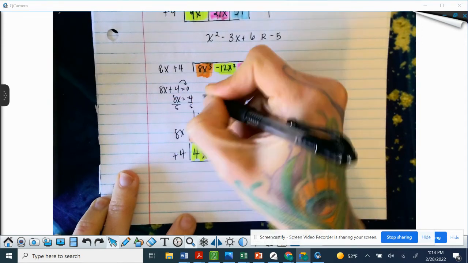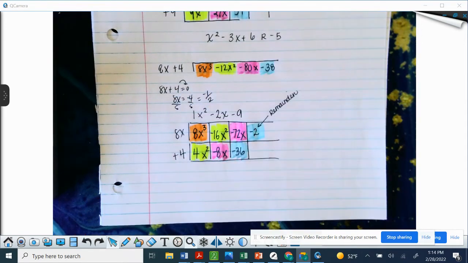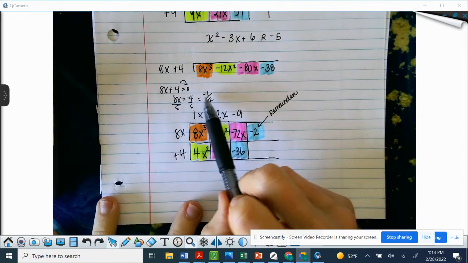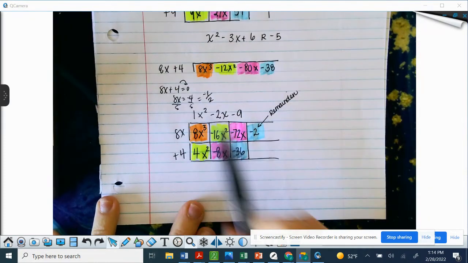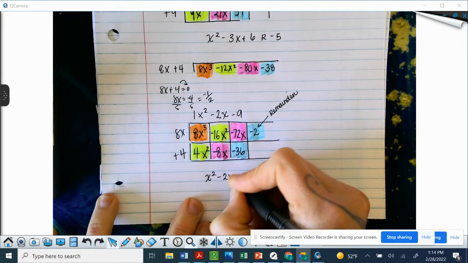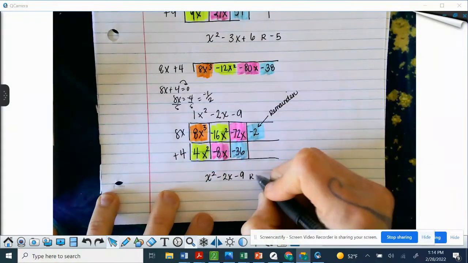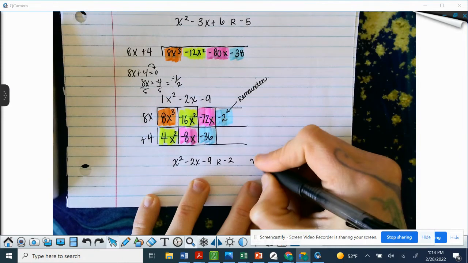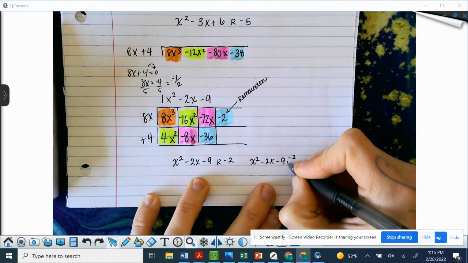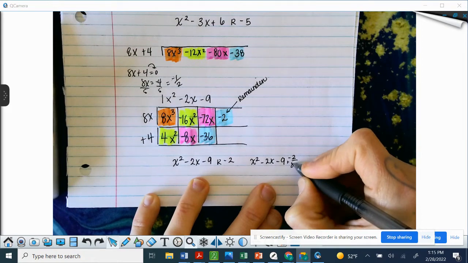Yep. Negative 1/2 is not a solution either. So again, it's the same question, just worded differently. So not a solution, not a factor, because there's a remainder. Your final answer is x squared minus 2x minus 9 with a remainder of negative 2, or again, x squared minus 2x minus 9 plus a negative 2 over 8x plus 4.